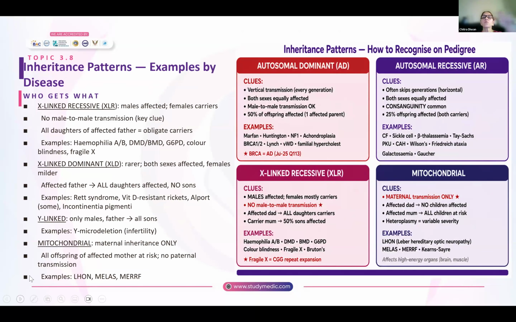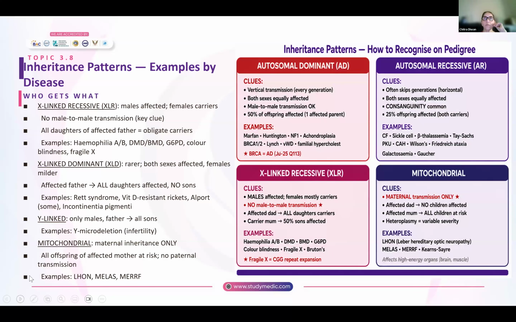So let us see who gets what, how to recognize it on a pedigree chart. First, let us see X-linked recessive. We saw males are more affected and the females are usually carriers. There is no male-to-male transmission. That is the key clue for them. All daughters of an affected father are obligate carriers. Hemophilia A or B, muscular dystrophies, color blindness, fragile X, all these are examples of X-linked recessive.